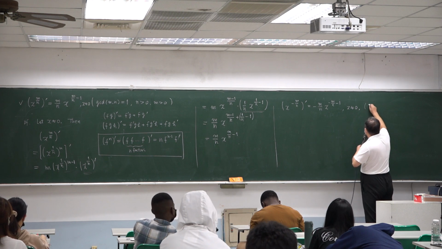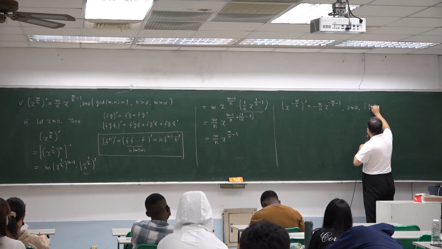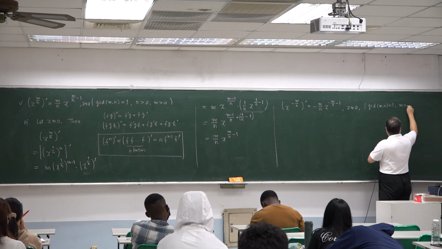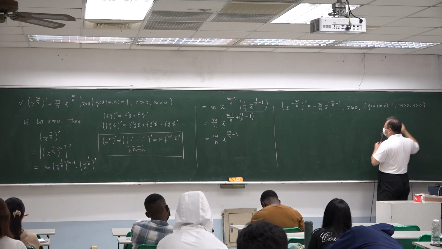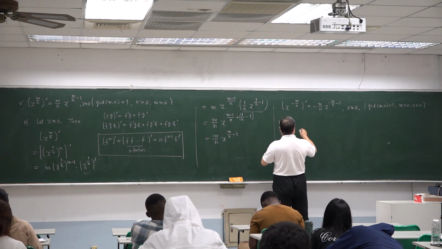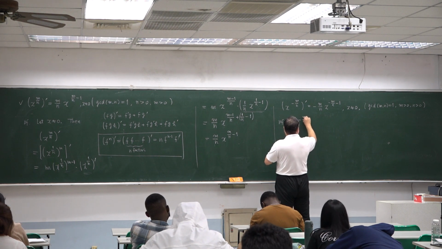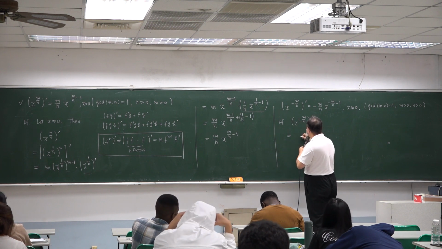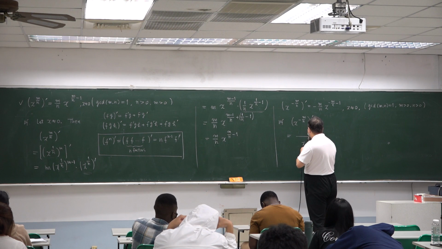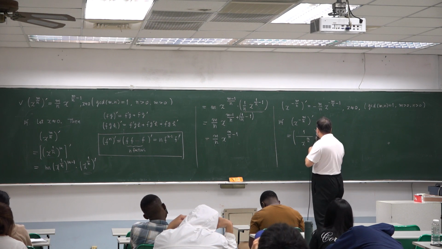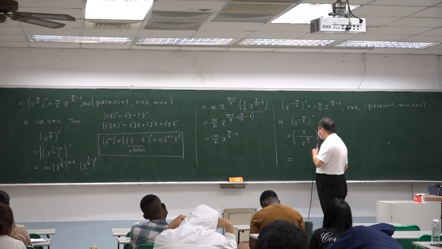Again, m and n are relatively prime, and m and n are positive integers. If x is not 0, then this number is also non-zero, which is the reciprocal of this one. Then we use the quotient rule of the differentiation formula.